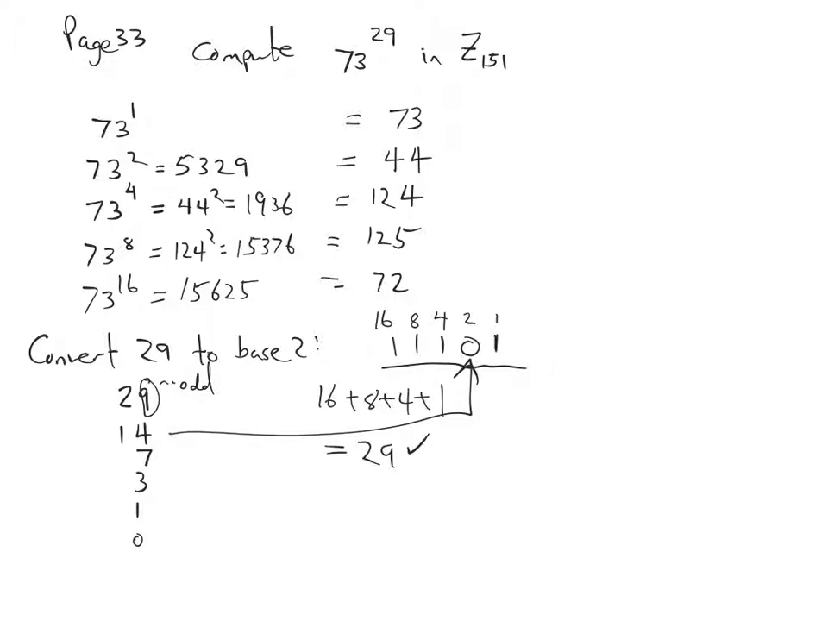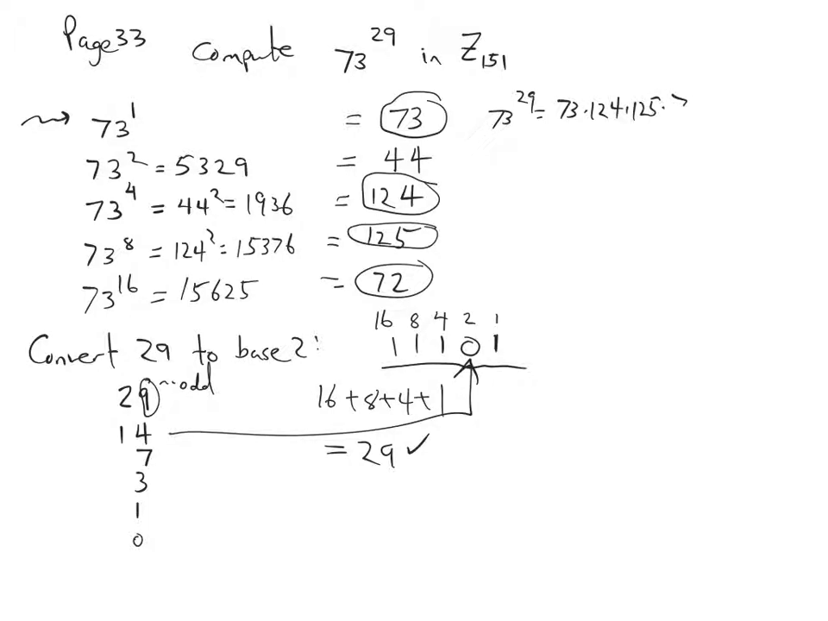So that means in our previous chart we have to include the numbers for 73 to the 1, to the 4, to the 8, and to the 16. We multiply all those together. So our answer for 73 to the 29 is just 73 times 124 times 125 times 72.